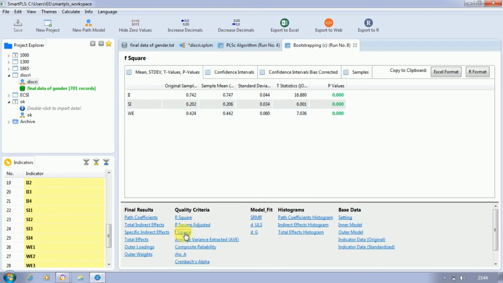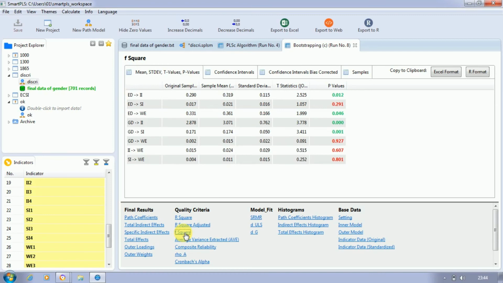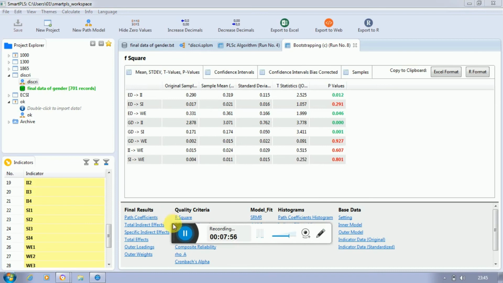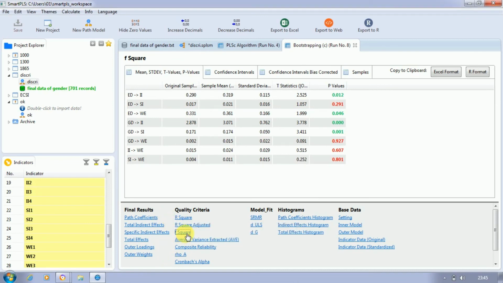Let's go to F square values. Now come to the F square value. The F square value tells you how the removal of a certain predictor construct affects an endogenous construct's R square in this research. So the researcher can report the F square effect size and explain the presence of partial or full mediation also. And as per the rule of thumb, as per Cohen 1988, the values higher than 0.02, 0.15 and 0.35 depict a small, medium and large effect.